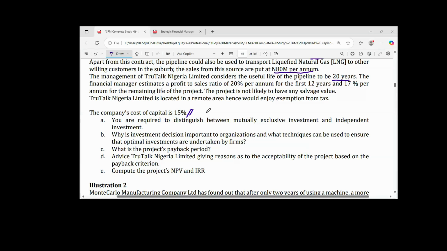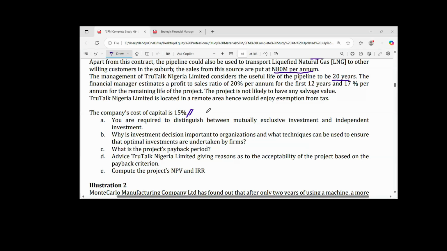All right. So what do you understand by mutually exclusive investments? A mutually exclusive investment is a competing investment in which the acceptance of one will preclude the acceptance of the other. For example, if investments A and B are mutually exclusive, the acceptance of investment A will mean the rejection of investment B and vice versa.